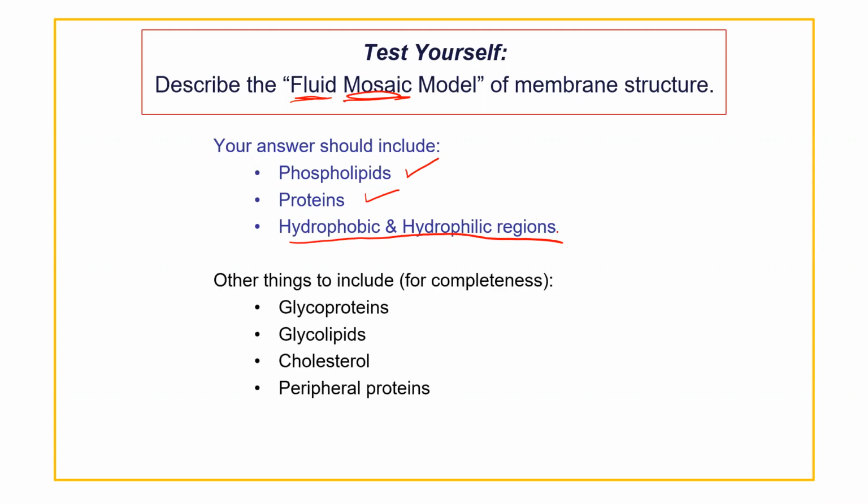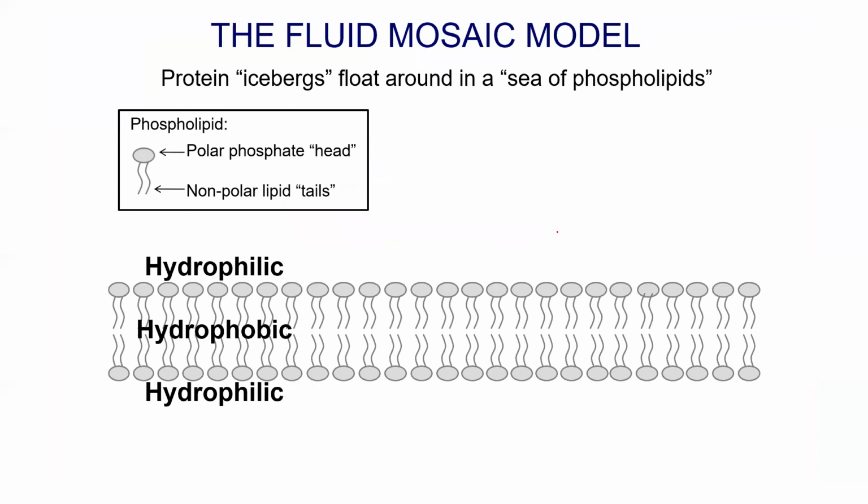All these other things that we talked about in membranes are not essential for the fluid mosaic model. You could talk about glycoproteins or glycolipids or cholesterol or peripheral proteins, and they might help your mark in the end, but they're not necessarily fully essential. So I started drawing a picture here. Here's my fluid mosaic model, and you can see I've drawn a bunch of phospholipids. I'm identifying that there's a polar component and a non-polar component to the phospholipids and how they arrange themselves in a bilayer.